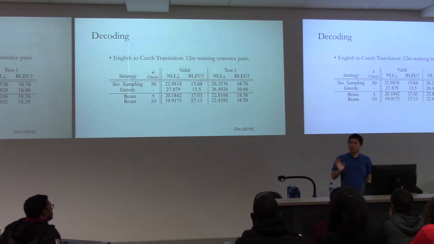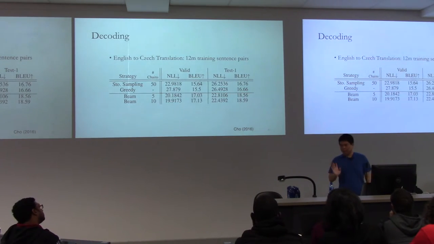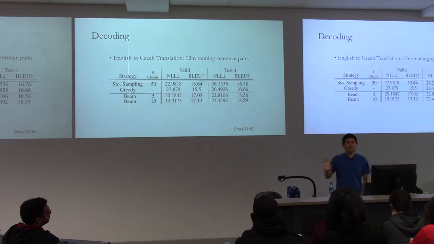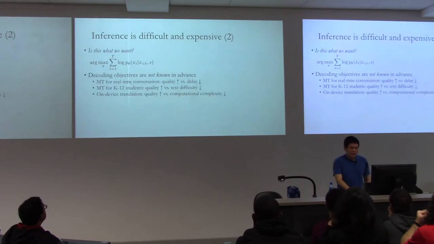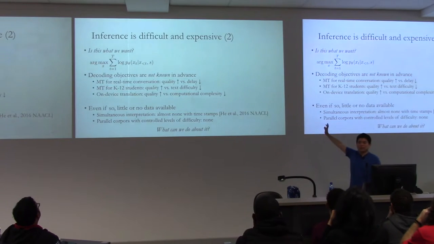But of course, some people say that post-editing is not even a problem, because if you can build a perfect translation system, there's no need for post-editing. And if you can build a perfect post-editing system, in fact, you have built a perfect translation system. So it's different, but yeah, that's definitely possible. So anyway, we often don't know the decoding objectives in advance.